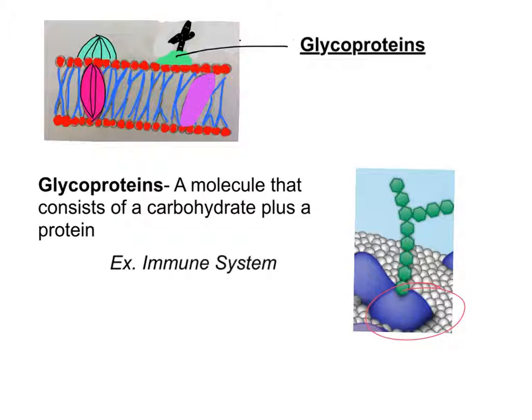Glycoproteins. A glycoprotein is a molecule that consists of a carbohydrate plus a protein. So in the previous slide, I mentioned a carbohydrate chain, and that carbohydrate chain right here is connected to the glycoprotein. An example of when this is useful is in the immune system.